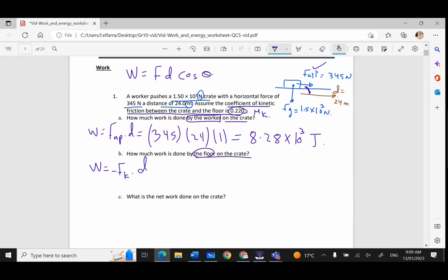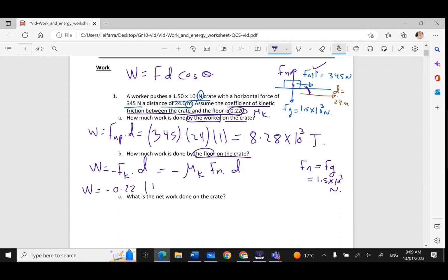Now, how can I calculate the value of the friction? Friction is mu K times the normal force, times d. And we know the normal force in our case is opposite to the weight of the crate. So Fn, the normal force, will equal the weight of the crate, and both of them will equal 1.5 times 10 to the power 3 Newton. So just substitute. W will equal minus 0.20.